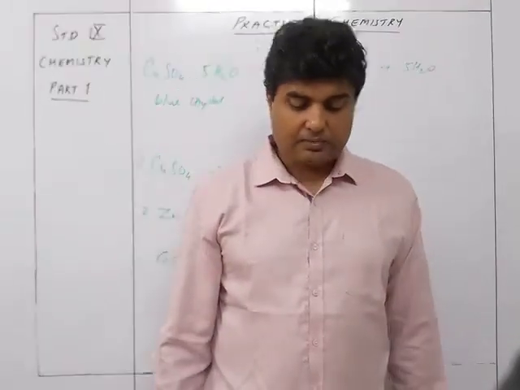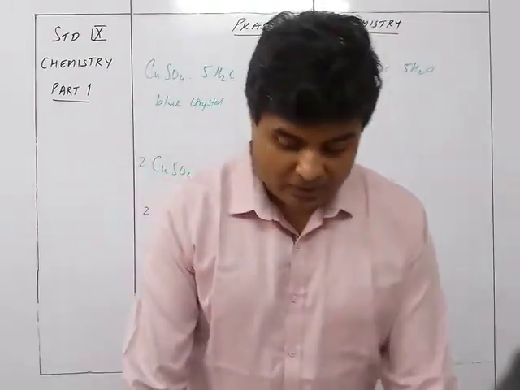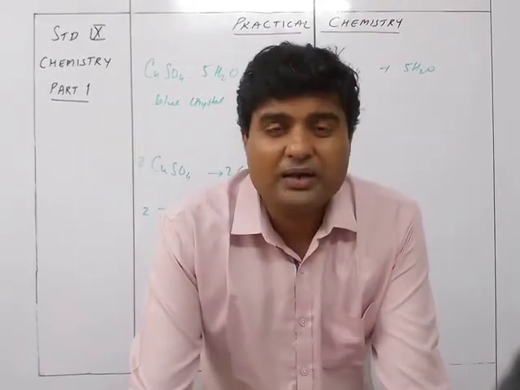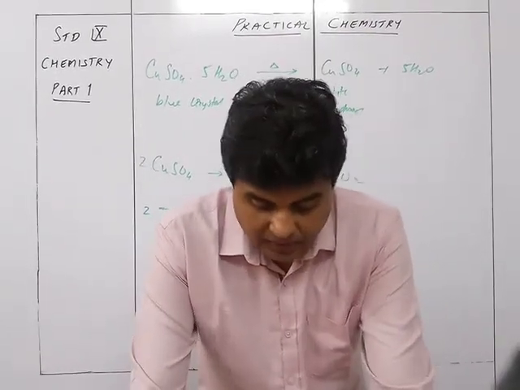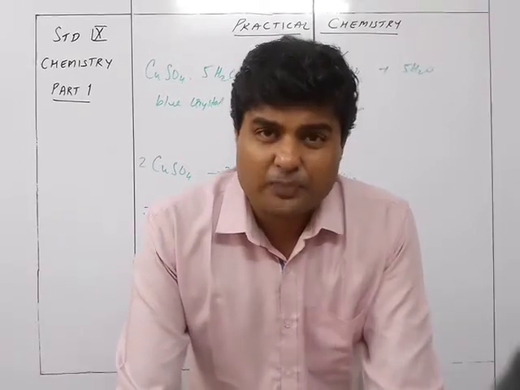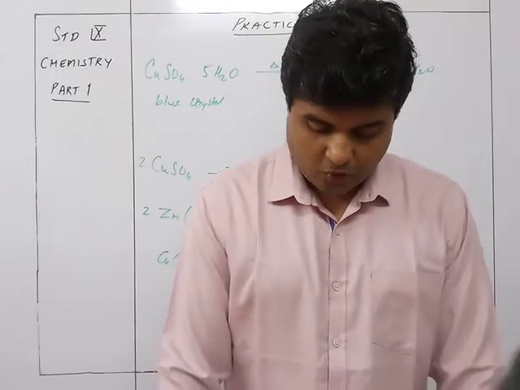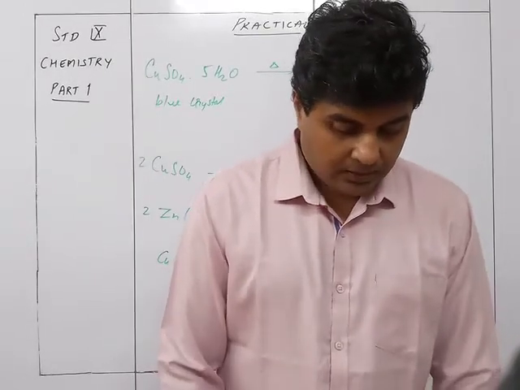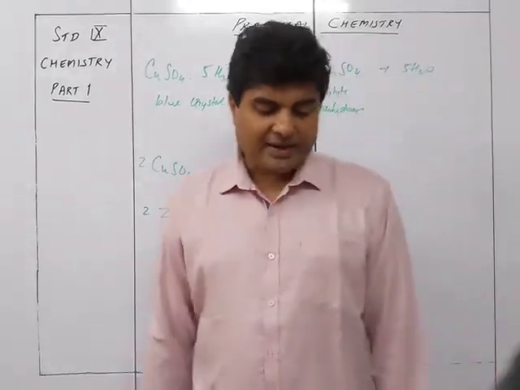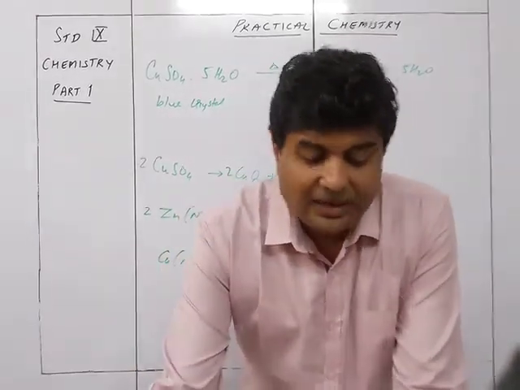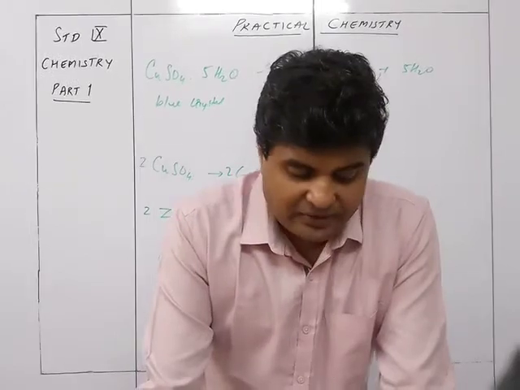Copper nitrate is blue. It is going to turn black on heating. NO2 will be reddish brown, and oxygen will be colorless and rekindle the glowing splinter. The residue will be black colored copper oxide, which on adding water turns into blue solution, nothing but copper nitrate. The next we see is lead nitrate. Similar condition again: lead nitrate will become lead oxide plus nitrogen dioxide plus oxygen.